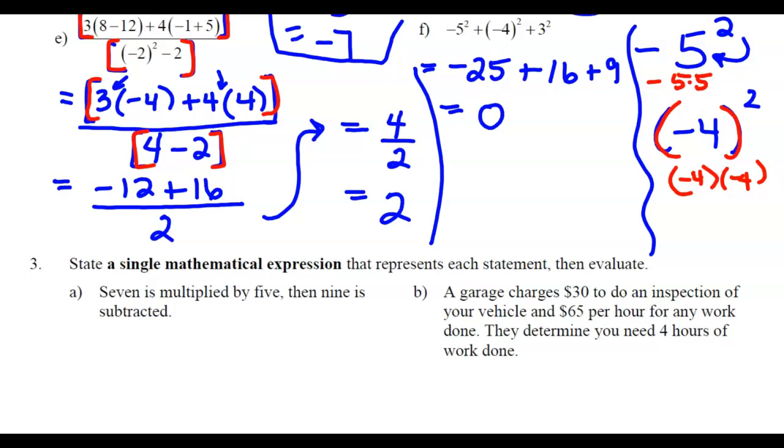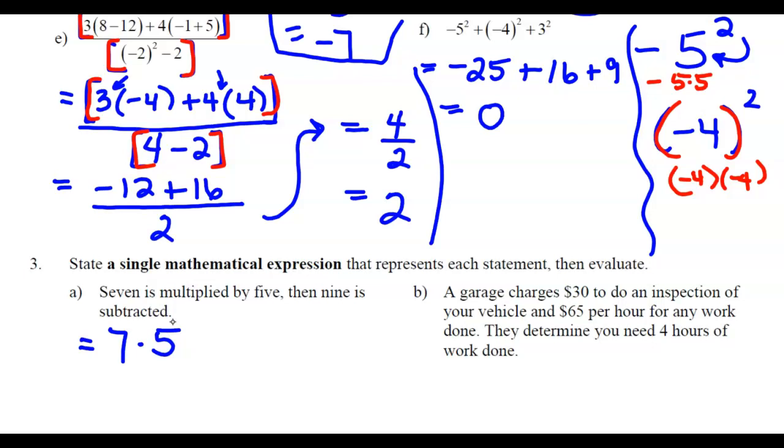So question 3, state a single mathematical expression that represents each statement, then evaluate. So we're converting words to a math statement and then figuring out the answer. So 7 is multiplied by 5. So 7, I'm going to use that middle dot to mean multiplying here.